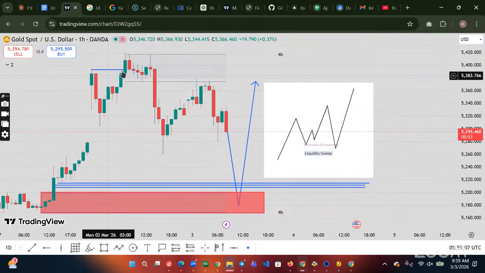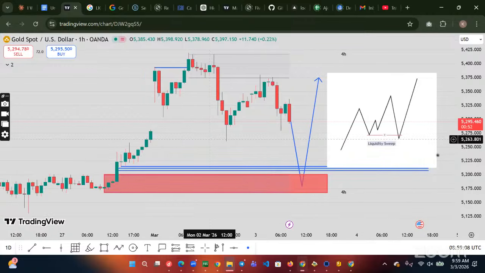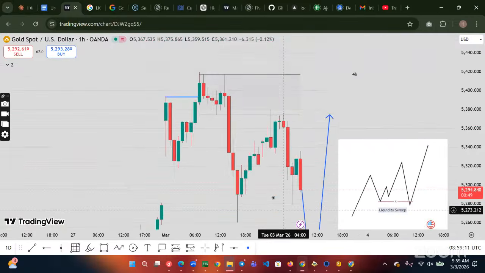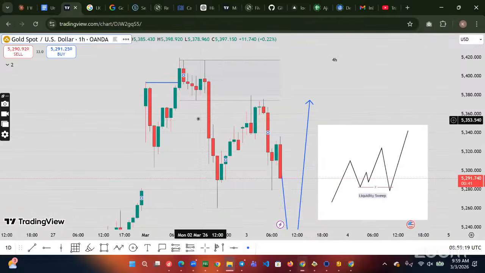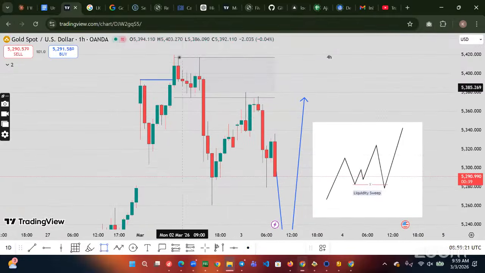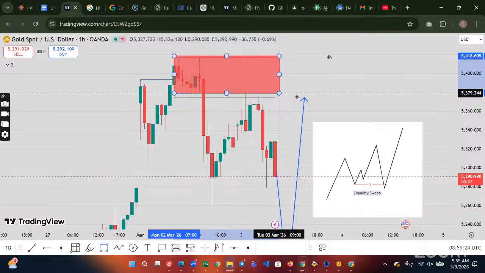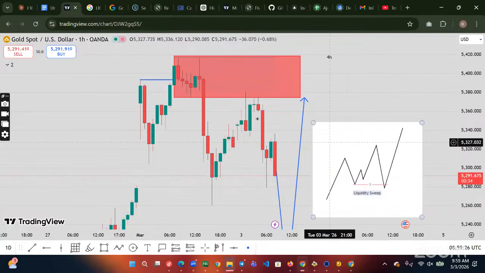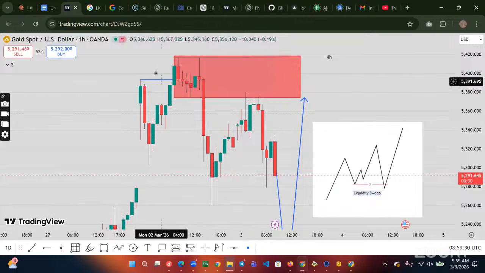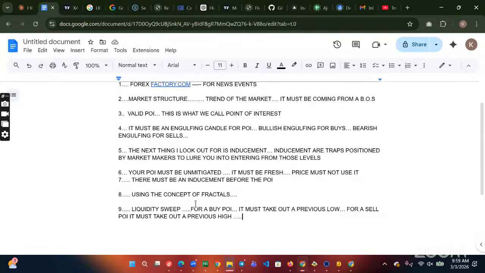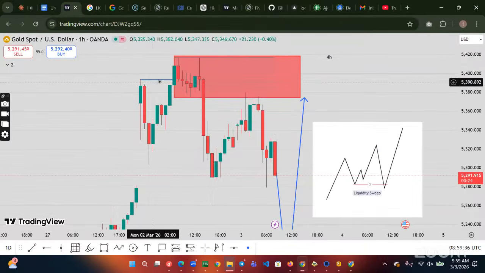In this case, it was a body that took out what? A previous high. If you look at this, it was a body that took out the previous high. Now, this POI which exists had no inducement. However, it had a liquidity sweep, because a previous high is taken.